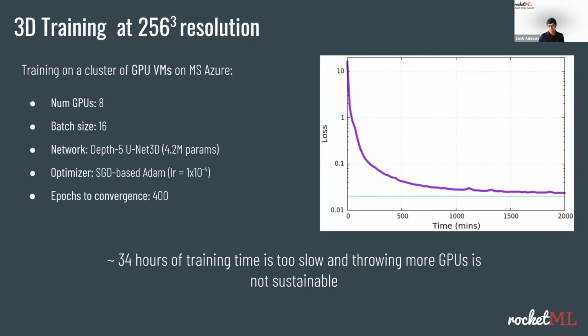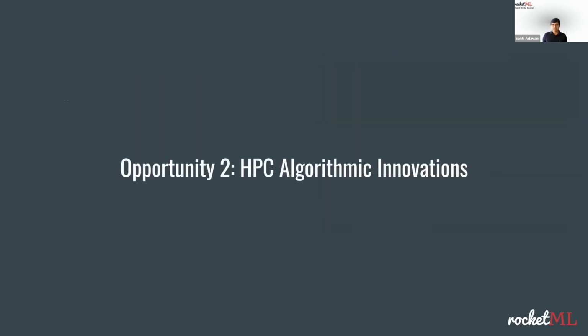So the opportunity here is, can we actually train these networks without just throwing more GPUs at these problems? And that's where the opportunity of coming up with better algorithms exists, right? So this is an opportunity for HPC algorithmic innovations. Let me walk you through one work that we did, which gives you an idea of what I'm talking about when I say HPC algorithmic innovations.